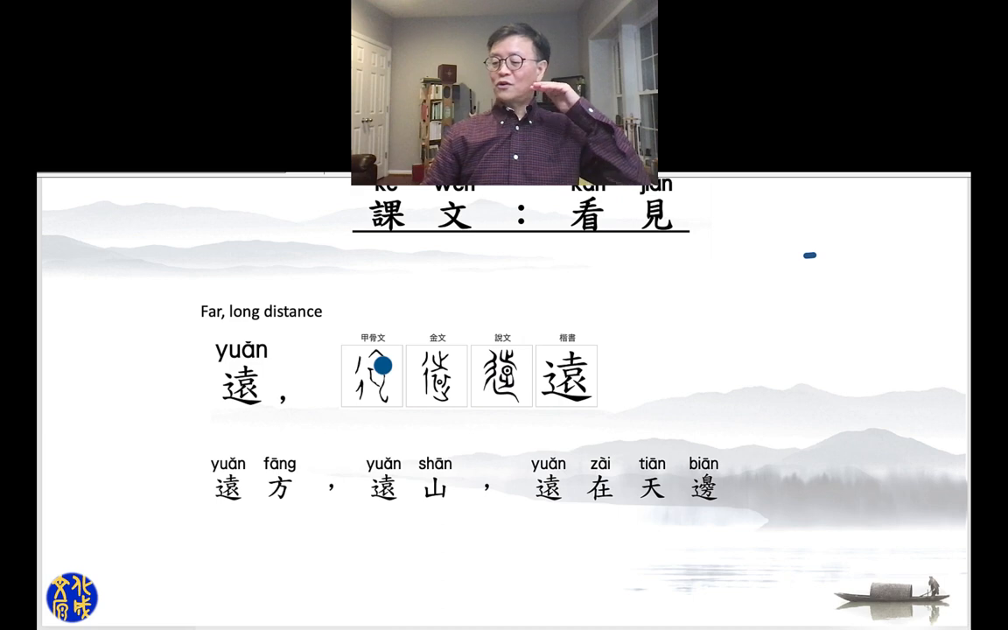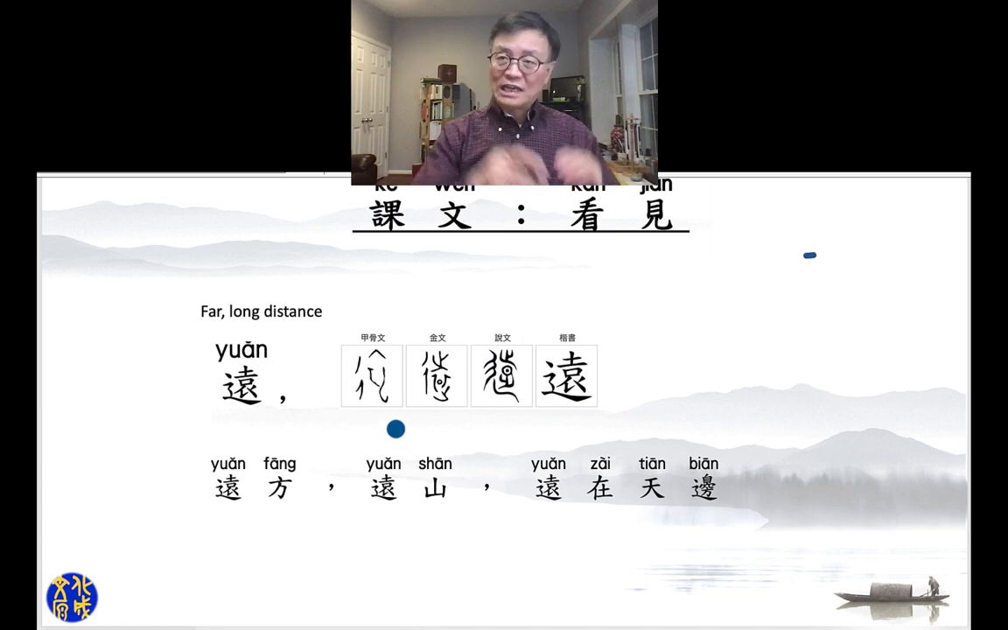So longer, long distance. And for a long distance, you want to walk very fast to get there. So that then comes the meaning called far: long or far away or long distance. Pronounced as yuan, y-u-a-n. 三声, third tone, yuan.